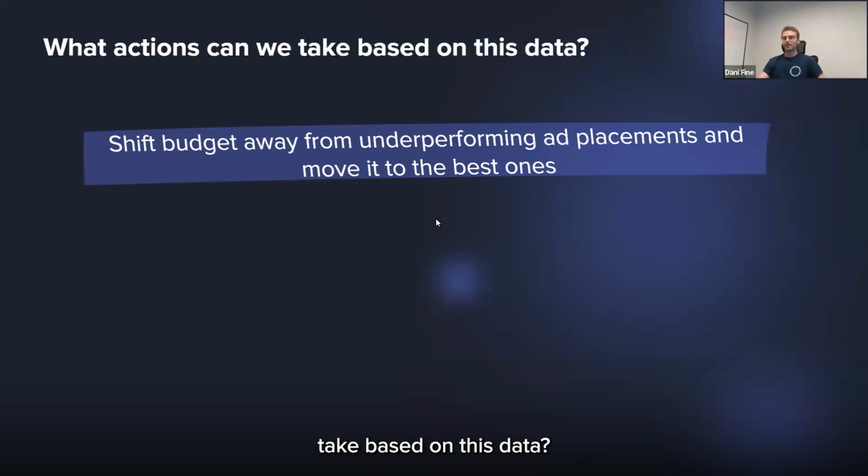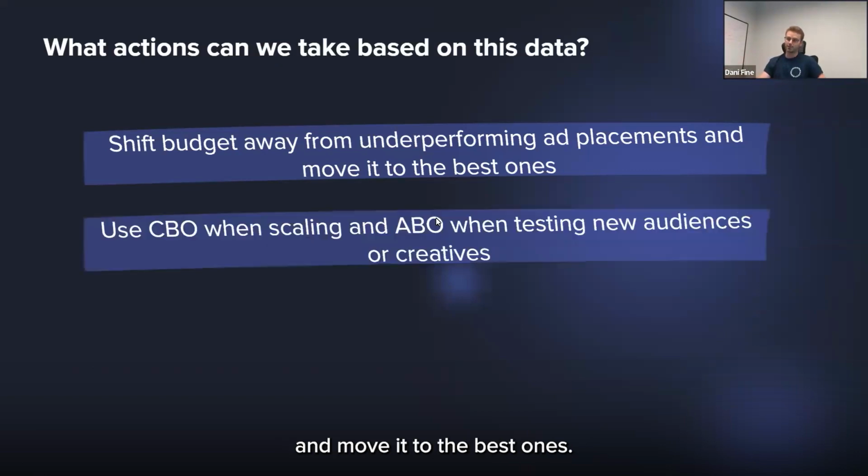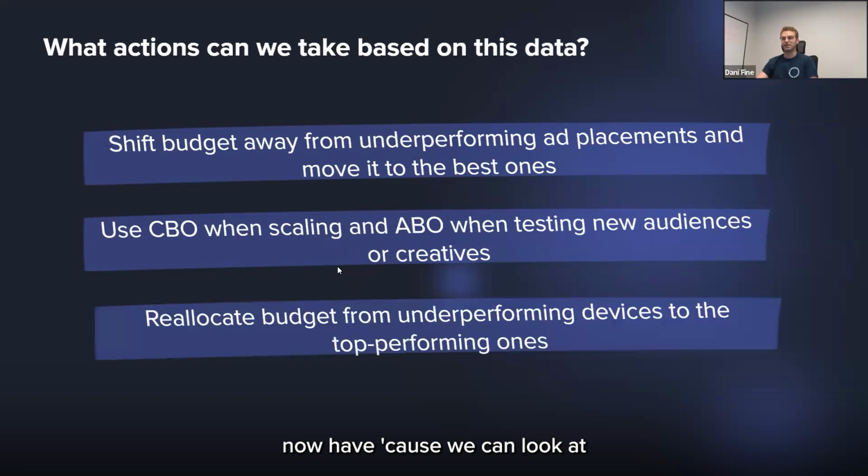So what actions can we take based on this data? So first of all, we can shift budget away from underperforming ad placements and move it to the best ones. We can use CBO when scaling and ABO when testing the audiences or creatives if the data supports this. If the data says otherwise, then maybe we'll only do ABO, right? But this is an option that we now have because we can look at this data.